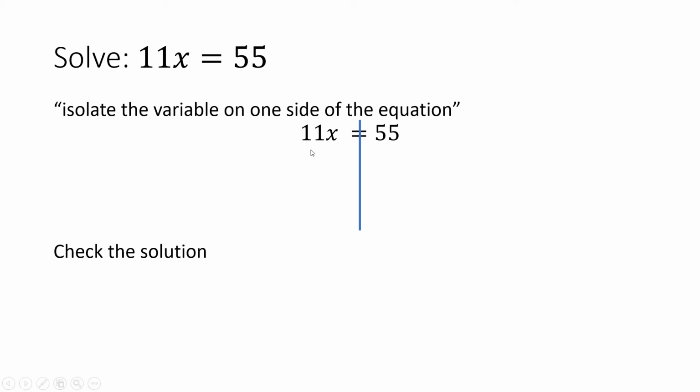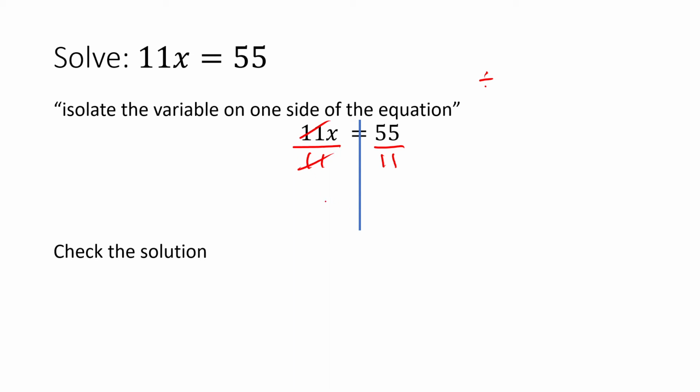Well, first of all, this is multiplication. So to undo multiplication, you're going to have to divide. Instead of using the division symbol, I like to put in a fraction. You put 11 on both sides of the equation and divide them. Now, here's why we're doing this. In a fraction, if you have a number on the top and a number on the bottom and they're the same thing, we can cross them out.